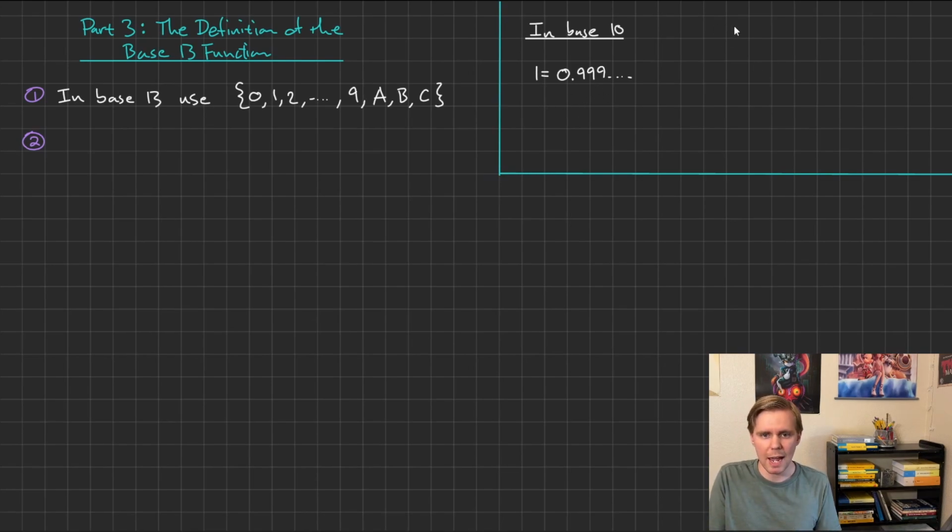So these are two different representations of the same exact number. And the same thing happens in base 13. So there are certain real numbers that have more than one representation. For example, 1 in base 13 is the same thing as 0.CCC repeating. So we have these two different representations.